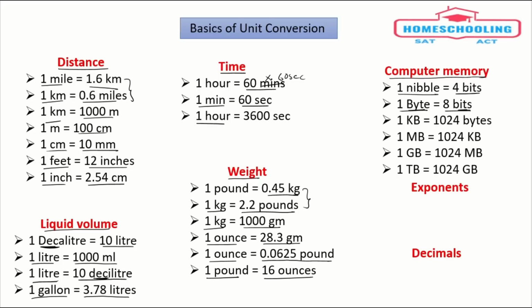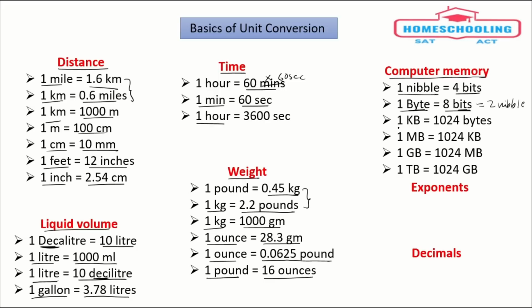So from these two we can say that because 1 nibble is equal to 4 bits and 1 byte is equal to 8 bits, 1 byte is also equal to 2 nibbles, because 1 byte is equal to 8 bits and 1 nibble has 4 bits. So 2 nibbles would have 8 bits. So we can say that 1 byte is equal to 2 nibbles.